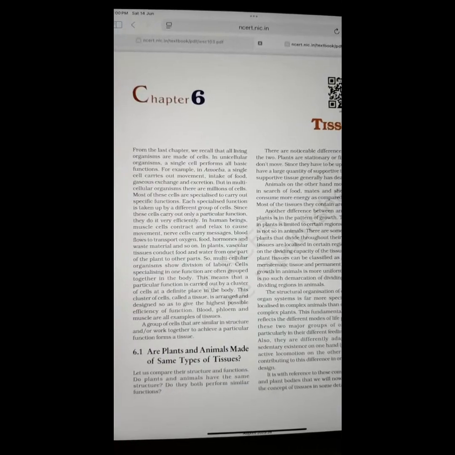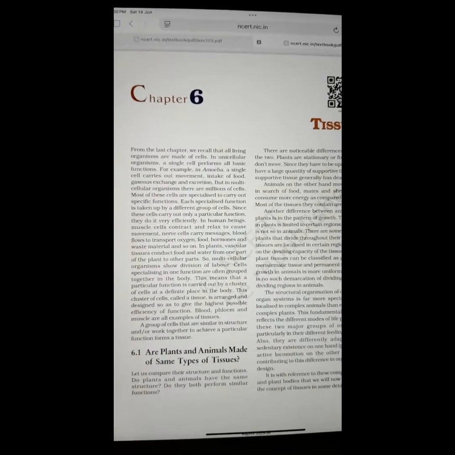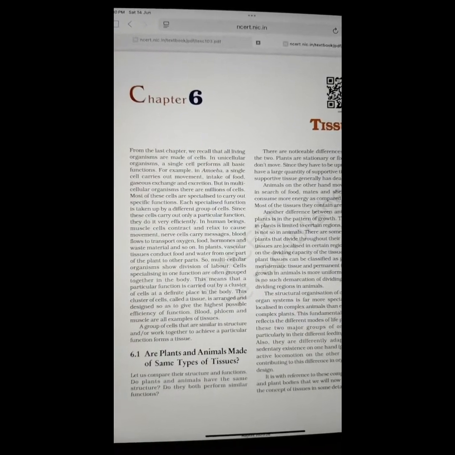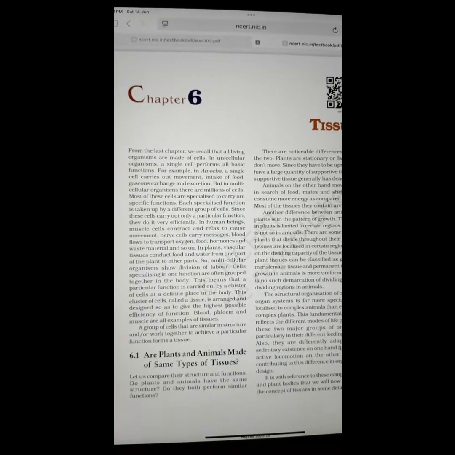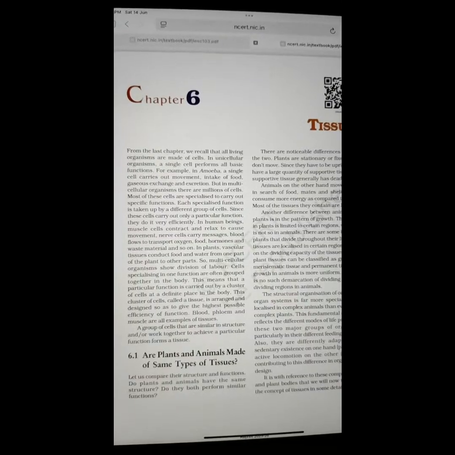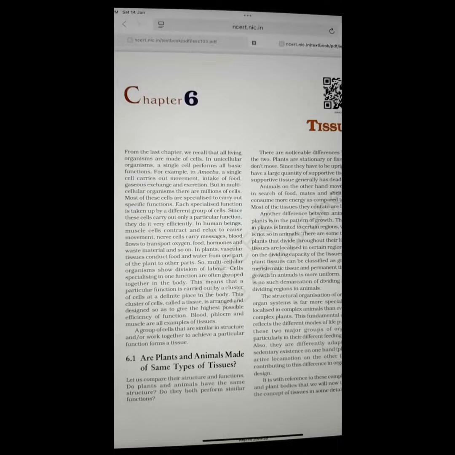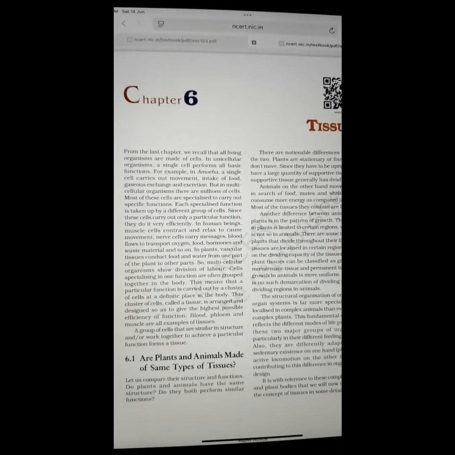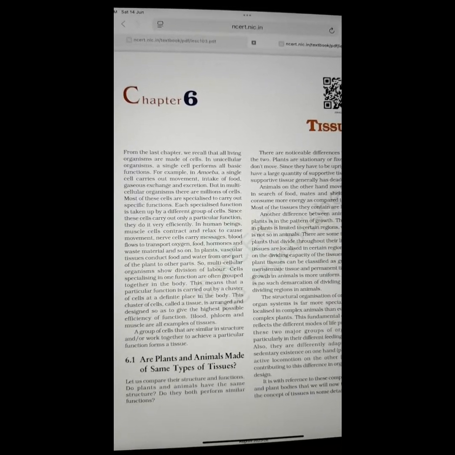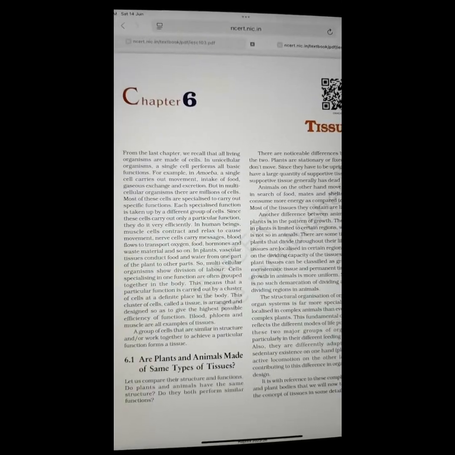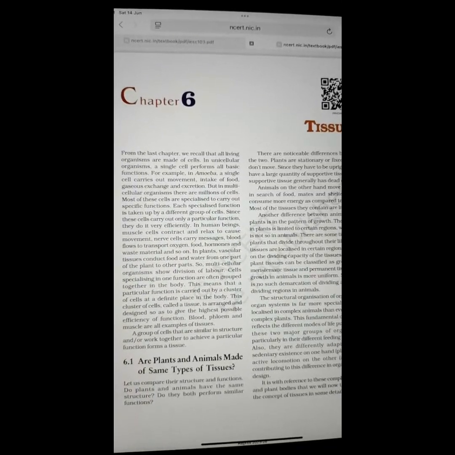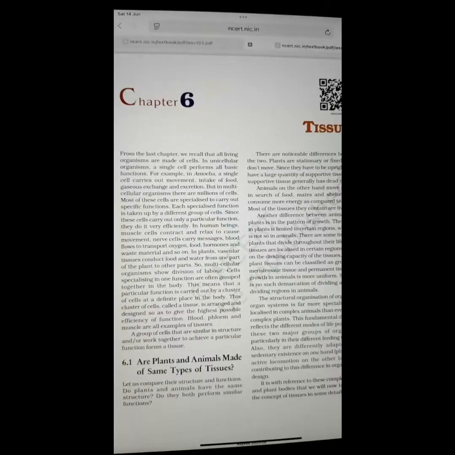In human beings, muscle cells contract and relax to cause movement. Nerve cells carry messages, blood flows to transport oxygen, food, hormones, and waste material, and so on. In plants, vascular tissues conduct food and water from one part of the plant to the other parts. So, multicellular organisms show division of labor. Cells specializing in one function are often grouped together in the body.